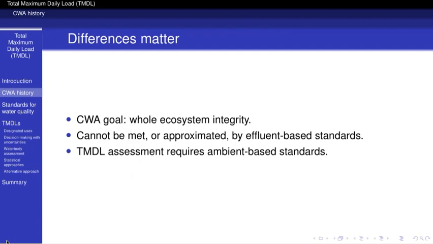The CWA objective of whole ecosystem integrity cannot be met or even approached by application of effluent-based criteria for TMDL water quality standards.